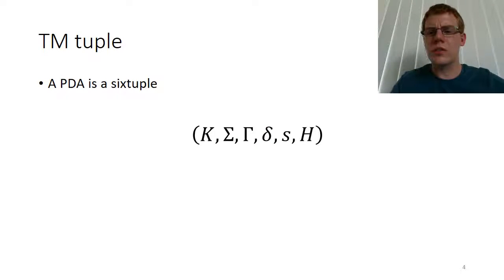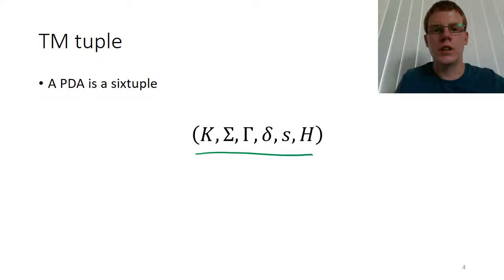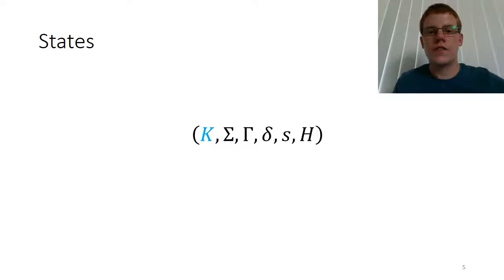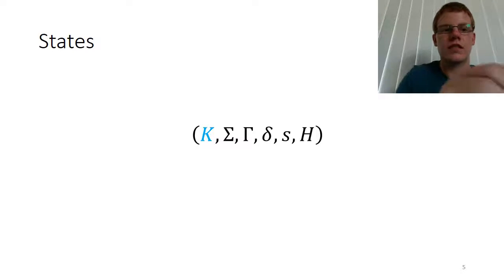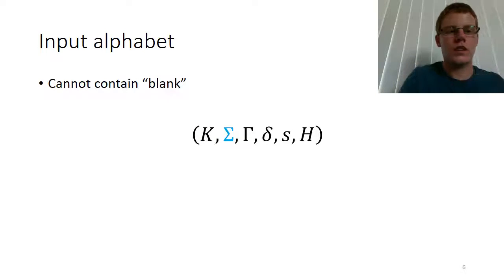So how do we describe this as a tuple? Well, it turns out we can describe it as a 6-tuple that looks almost exactly like the pushdown automata 6-tuple. Actually, it looks exactly like the pushdown automata 6-tuple, and it is very, very similar. So the first element K represents the states, and it's no different than it has been since we started this course with the finite state machines. It's just a set of states that has finite size.